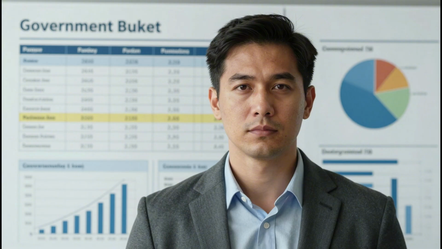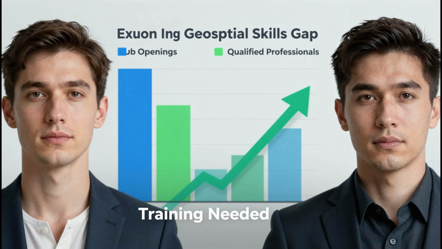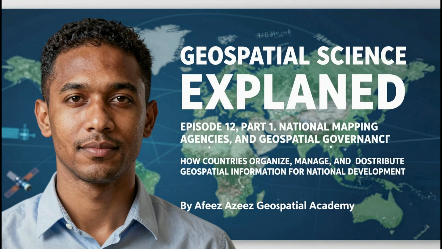The answers lie in three closely related pillars of modern geospatial management: national mapping agencies, national spatial data infrastructures (NSDI), and geospatial governance. Together, these systems enable countries to organize, manage, share, and utilize geospatial information effectively. Welcome to Geospatial Science Explained.